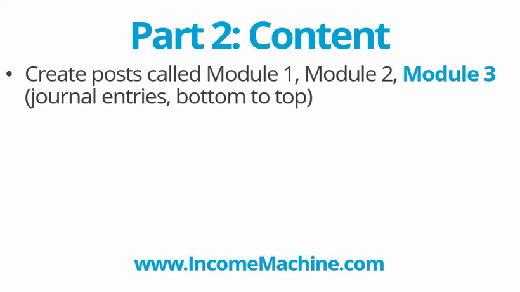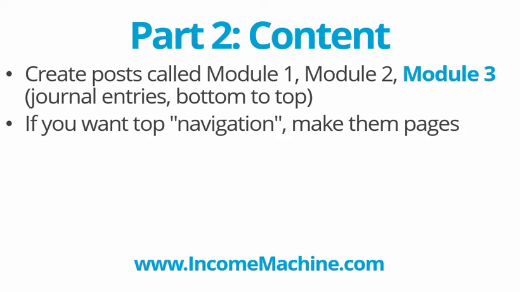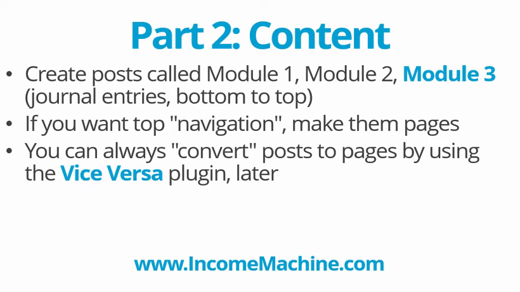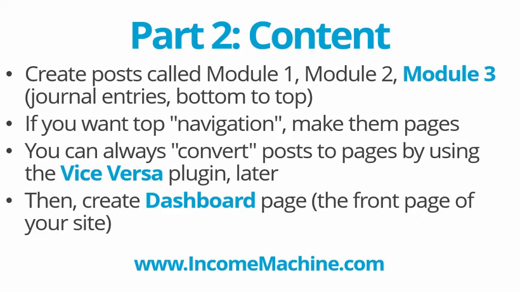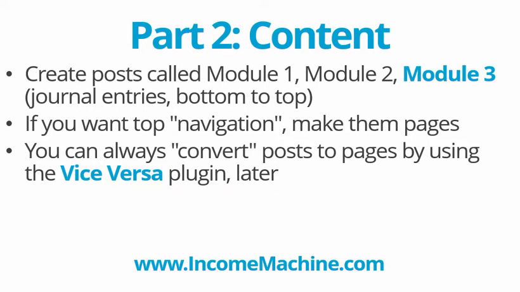So to recap, what we did in this step is that we created posts or pages called module 1, 2, or 3, and changed the order so they go top to bottom. I decided that I prefer to have the navigation at the top, so I used the Vice Versa plugin to convert them from posts to pages. A post is a journal entry that has a time and date on it. A page has no time and date on it. It's just the navigation of your site. So I just made pages instead.